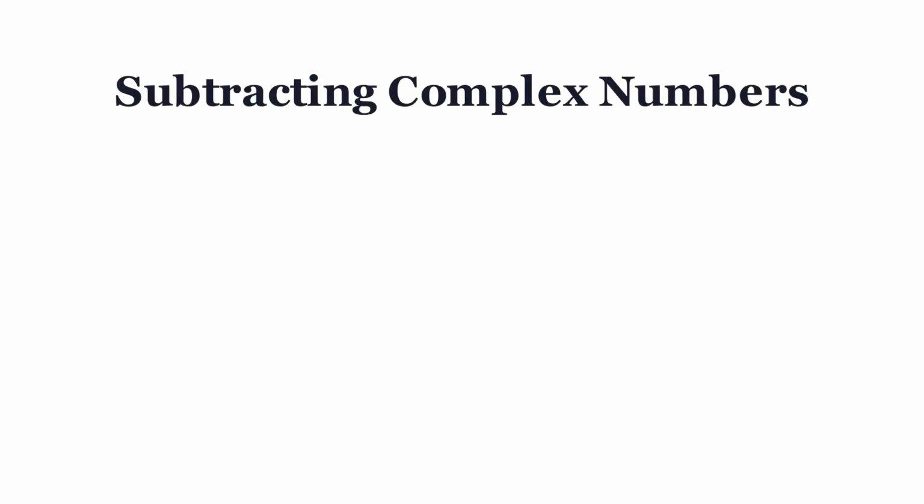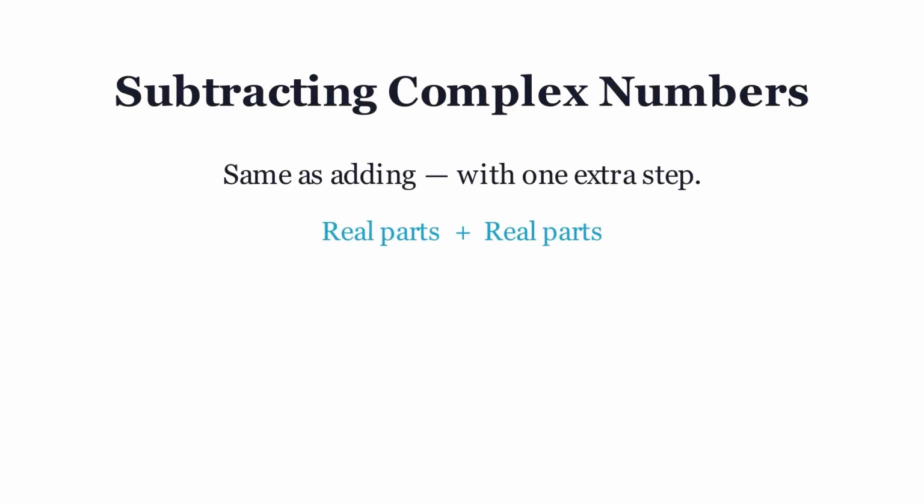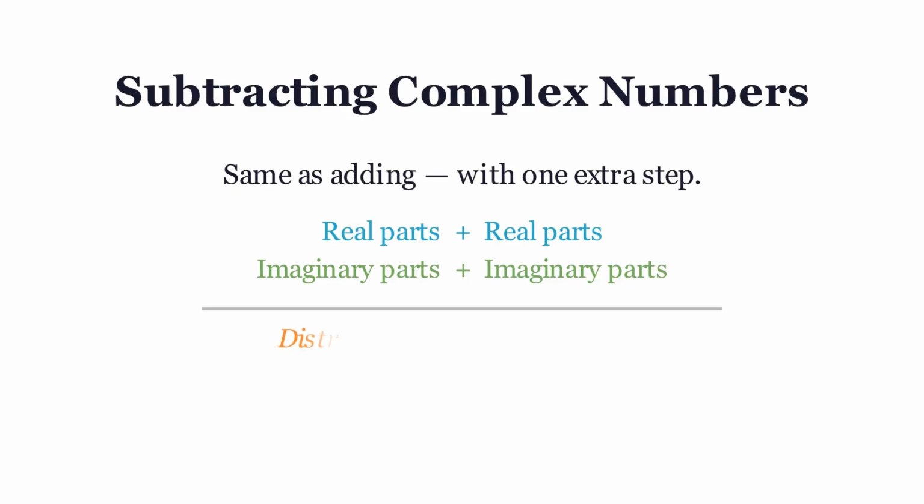When we subtract complex numbers, the rule builds on exactly what we already know. We still separate real parts from imaginary parts, but there is one critical difference. We have to handle the subtraction sign first. Before we combine anything, we must distribute the negative. Now let's apply that to our problem.